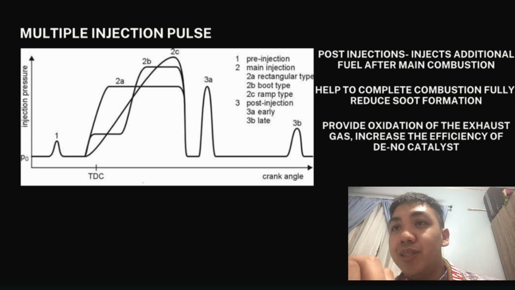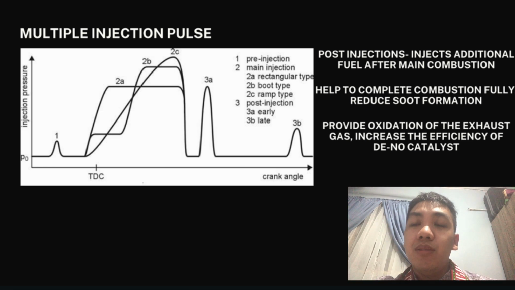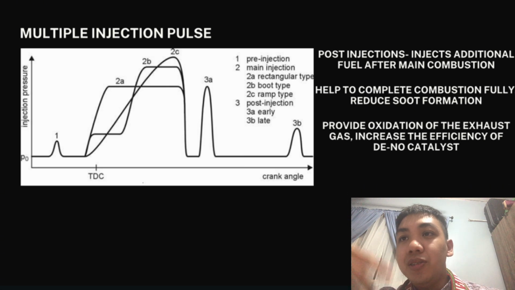The last thing is the post injection. Post injection functions to inject additional fuel after combustion. Why do we need post injection? Because to fully complete the combustion, since when the main injector starts to inject, it doesn't burn completely. This helps to complete the combustion fully and also reduces a lot of soot formation. It also provides oxidation of the exhaust gas to increase the efficiency of the DNO catalyst.